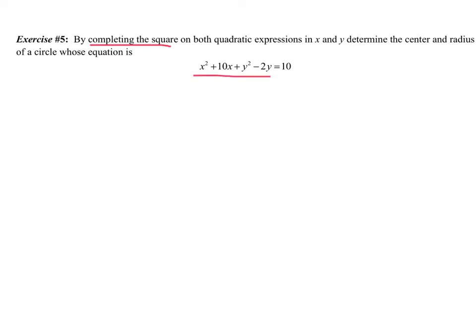Now, it is a circle. The reason I know it's a circle is because there are two squared quantities. I have both an x squared and a y squared. So that right there tells me it's a circle. But it's clearly not in standard form.